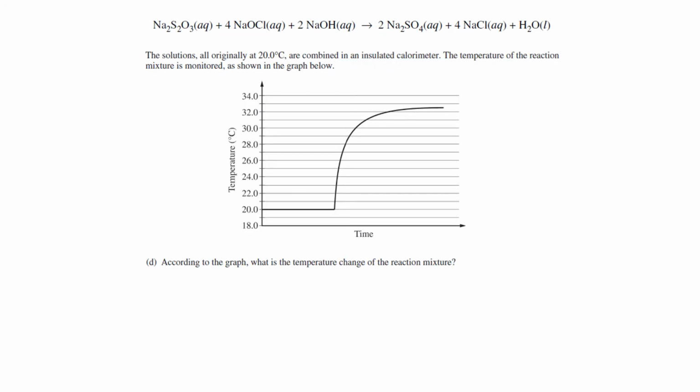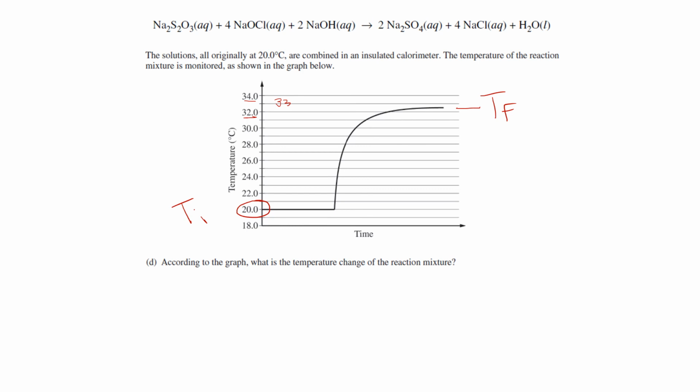In part D of question 1, they're showing you a graph of how the temperature changes when everything is mixed together. And you'll see that the temperature is going up. We're starting at this temperature, so that's going to be my initial temperature. And I end up right about here, that's going to be my final temperature. You do have to pay attention to these markings. That's 32, that's 34, so this line right here would be 33.